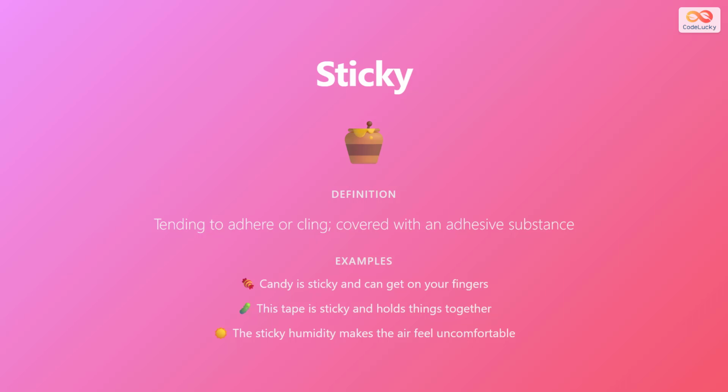The fifth adjective is sticky. Sticky means something tends to adhere or cling to other things. It is covered with an adhesive substance. When you touch a sticky object, it can stick to your fingers. Candy is sticky and can get on your fingers when you eat it. Tape is sticky and holds things together by sticking. Sticky humidity makes the air feel uncomfortable on hot, wet days. Use the word sticky when describing things that adhere, cling, or have an adhesive quality.